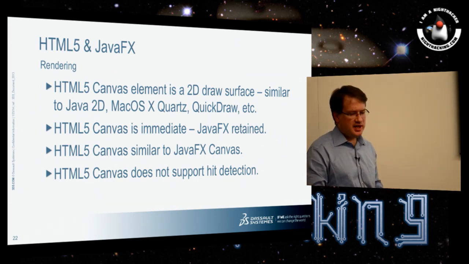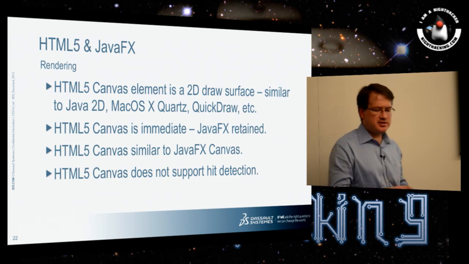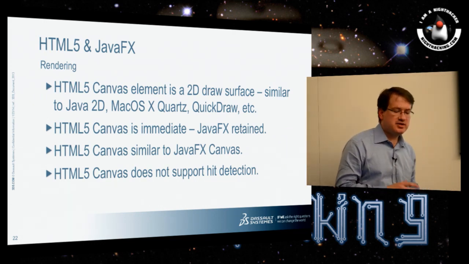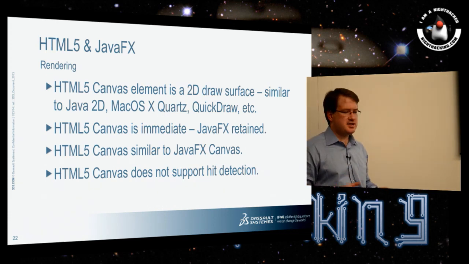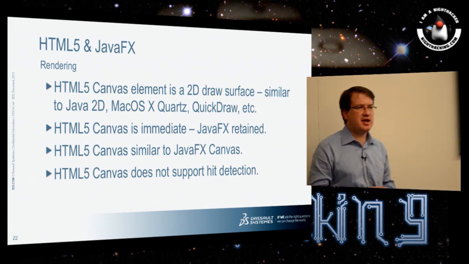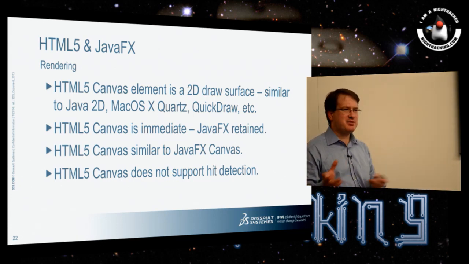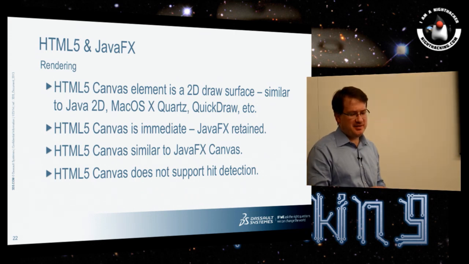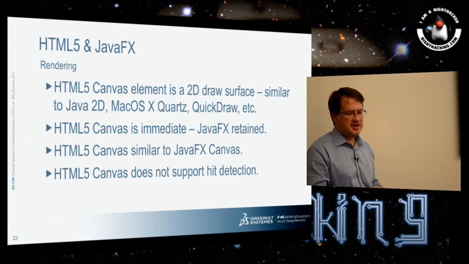In terms of rendering, the HTML5 canvas is equivalent to the 2D drawing surface. It is similar to Java 2D, Mac OS 10 Quartz, and I like to pull this one out to poke fun at it, QuickDraw from 1984 on the Mac platform. The first time reading through the API for it, I thought, geez, this is like reading the documentation for the Inside Macs from like '92. The HTML5 canvas is immediate mode, whereas JavaFX is retained mode, and I'll get into that a little bit more later and why that's important.